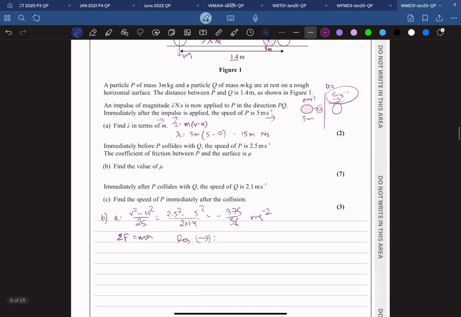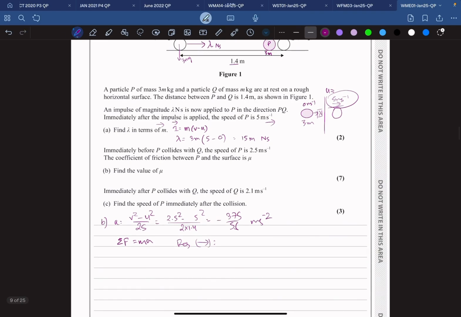Now, what is friction here? Friction is just going to be max friction. Why is it max? Why is it not just some frictional force that is less than the max friction? Well, this particle is already moving. That must mean that it already has surpassed the maximum friction, or else it wouldn't have even moved in the first place.